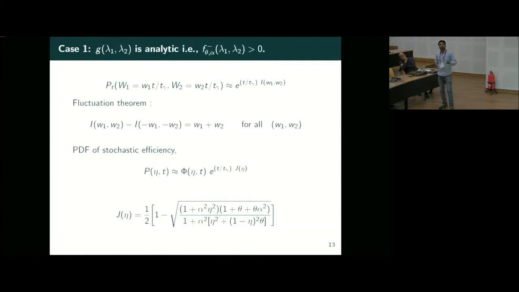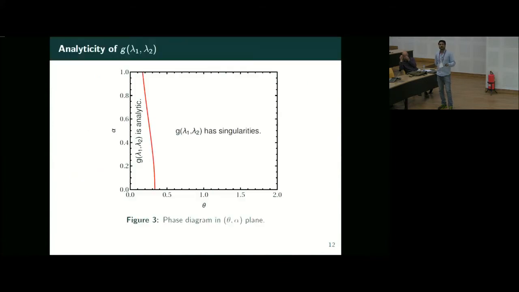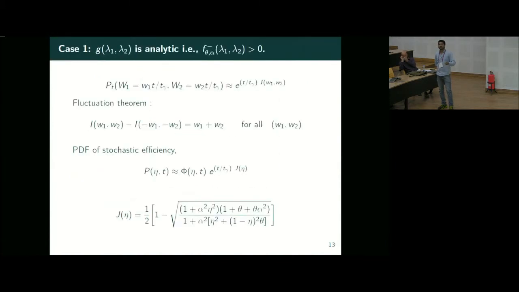Okay. So in the first case, when G(λ1, λ2) is analytic, this means this function is positive. So from this, you can just perform the saddle point integration and then you can get the large deviation form of this distribution. And this large deviation function satisfies the fluctuation theorem. So I calculated the large deviation function, and then I performed the other integral to calculate the efficiency, where J(η) is the large deviation function. And this large deviation function is not the same as the one earlier people have calculated.